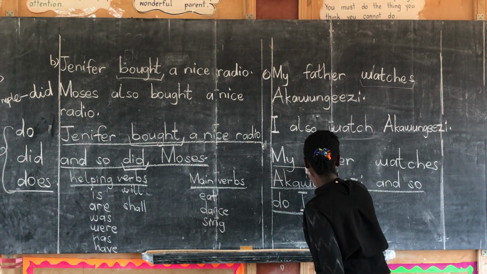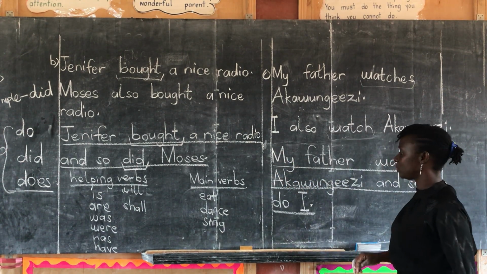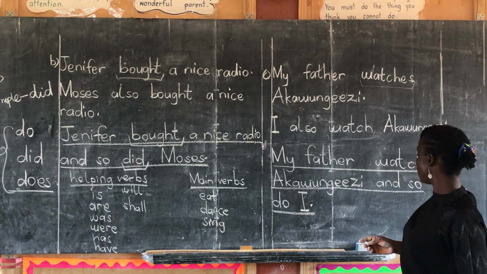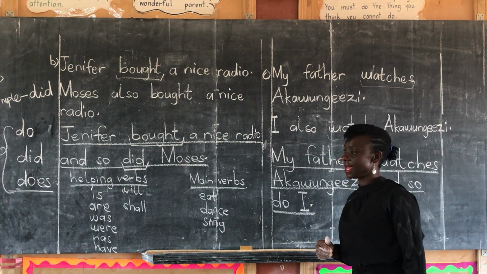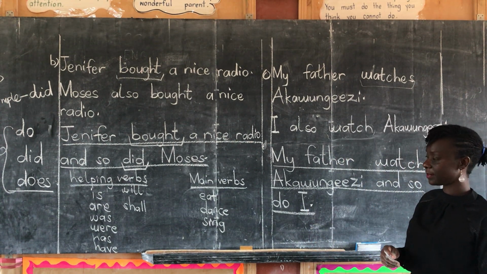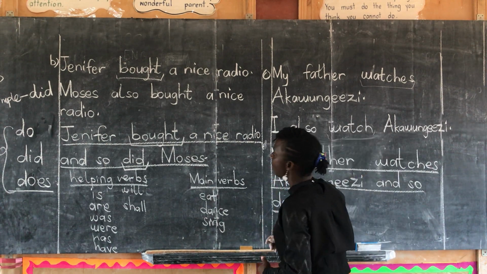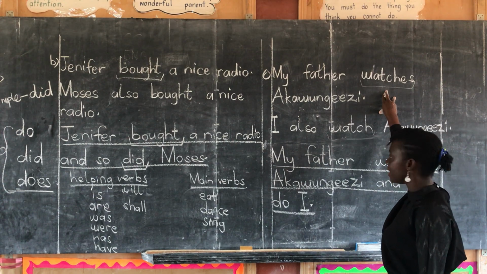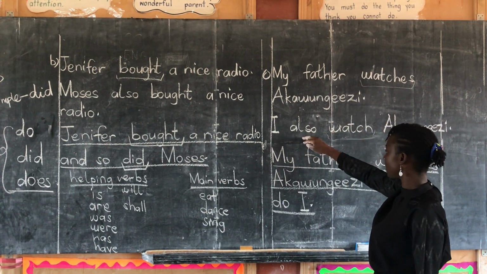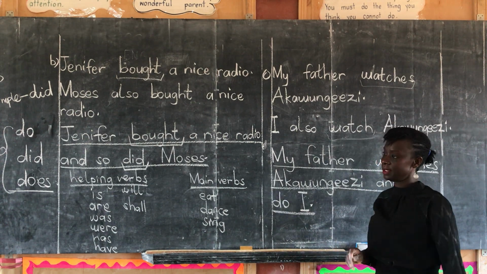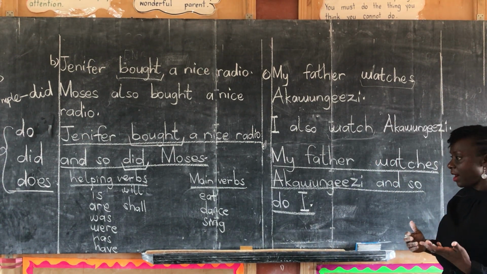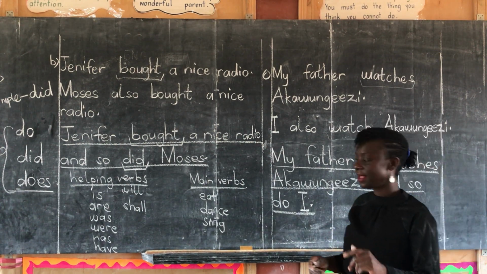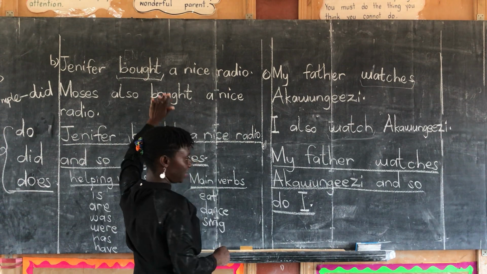By now, candidate, I'm sure you know that we cannot use "does I" here. So we say my father watches akawungezi, and so do I. That is the correct answer. And you realize that when writing our answer, we write the first sentence in full. Then where we've had a full stop, we replace it with "and so." Then we come to the second clause and pick out a few words that will not make a repetition to get our answer.